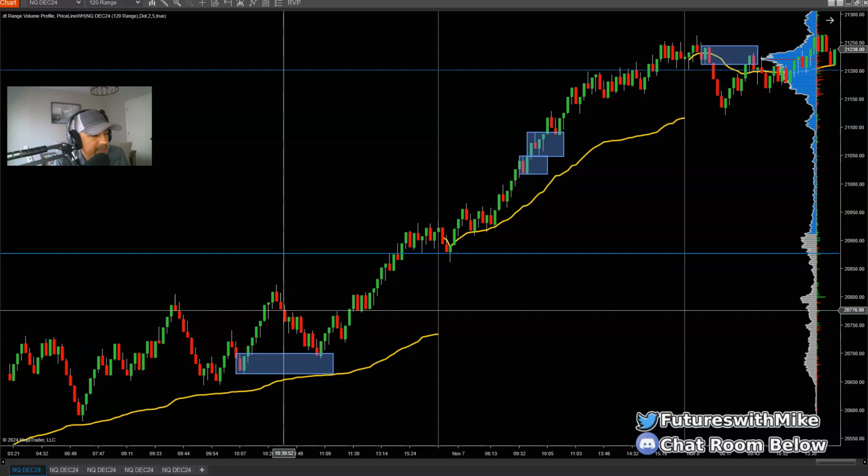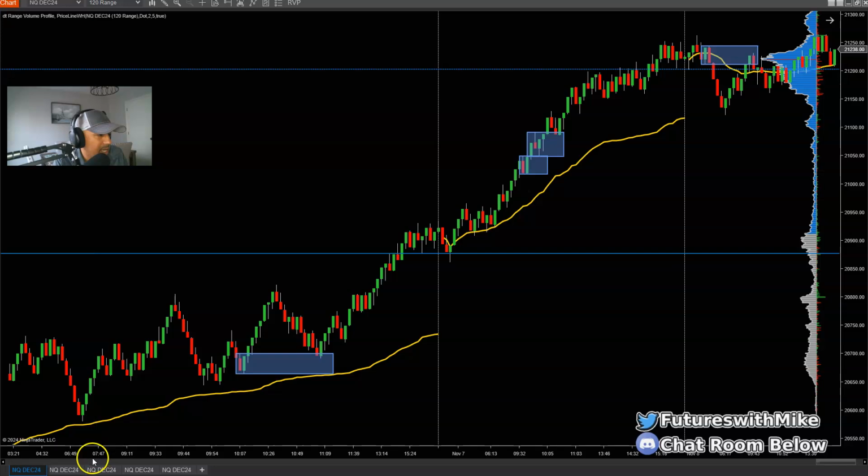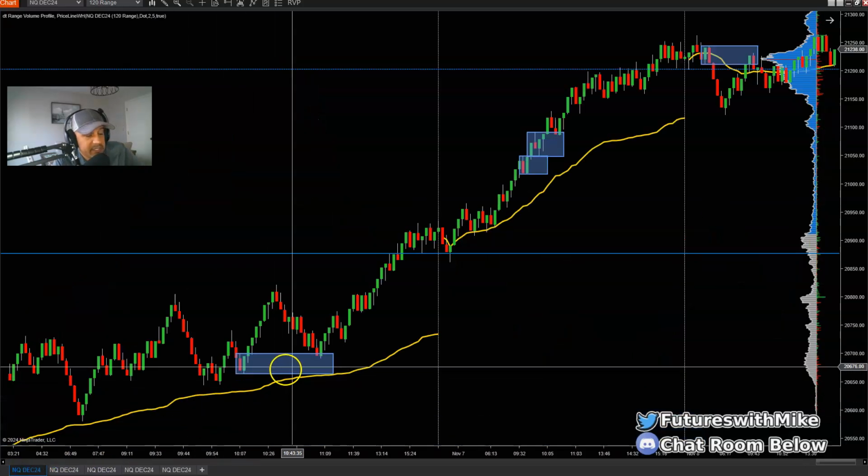So there's a couple gaps that need to be filled back to the upside, and what you can aim for back to the upside. Typically I'm aiming for the first 20 to 25 points on the NASDAQ futures, but you want to be mindful to see where it could stop above.